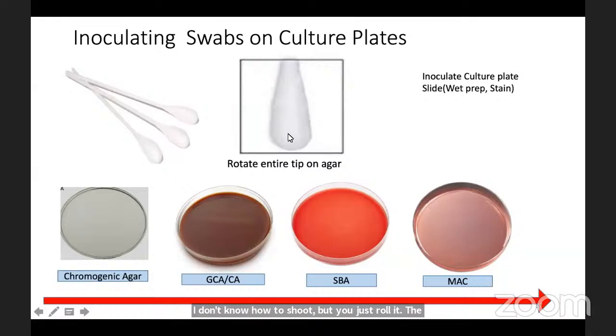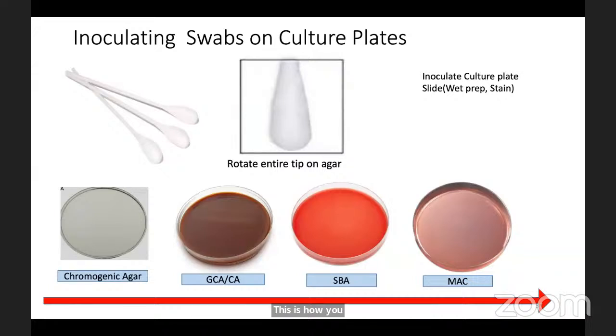Not only one part, don't just use one part. Because if you're using here, what if the pathogen is at the other side? So roll it on the plates. And please, when you have different plates to inoculate, this is how you go about it.